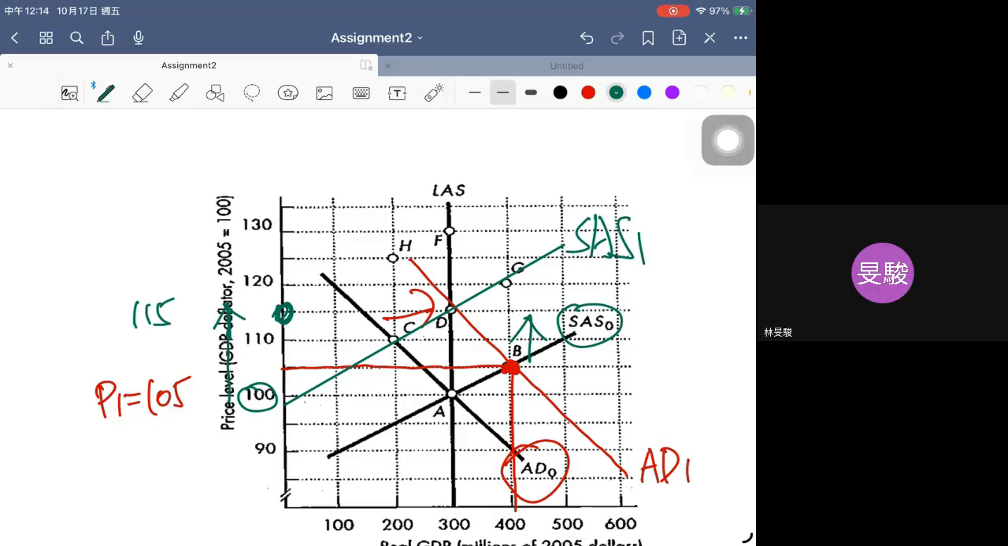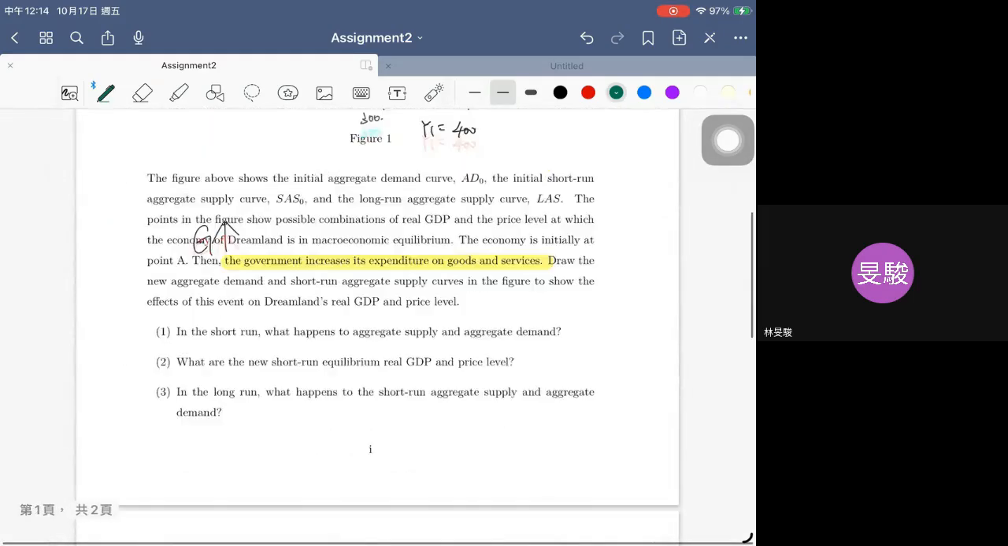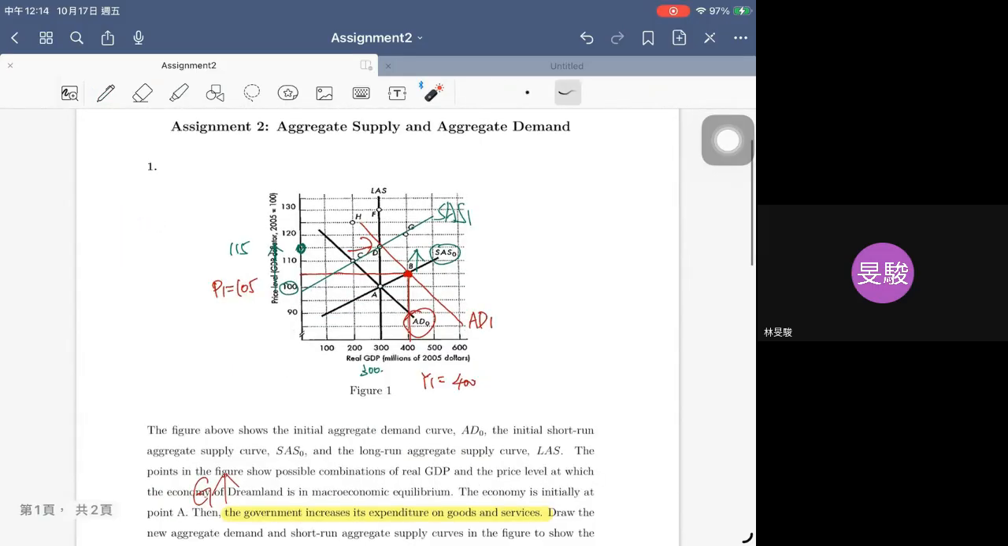Is my picture clear? Okay, nobody responds to me, so I continue. So question 1, we have finished. Is there any question? Any question? No.